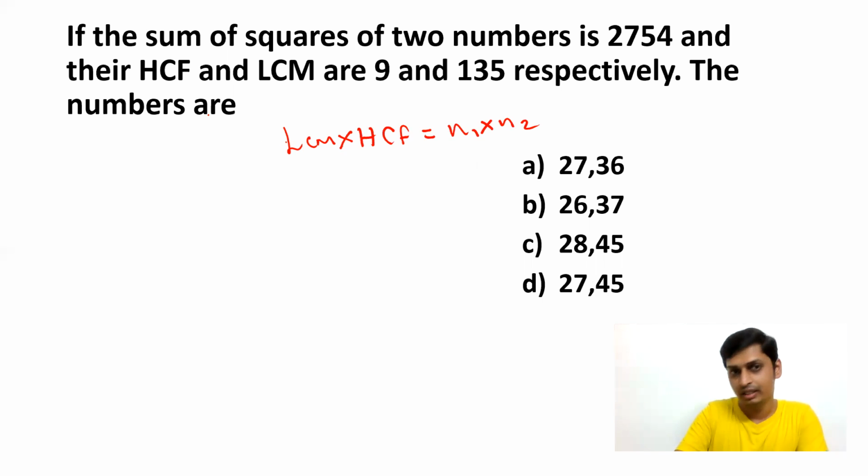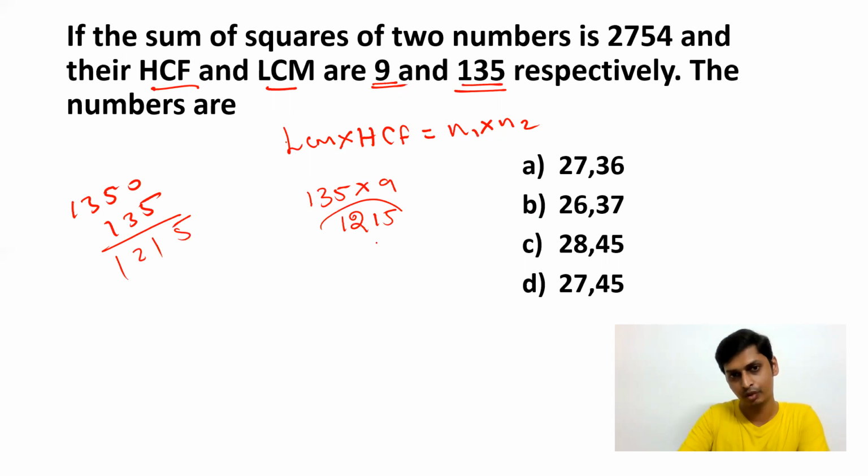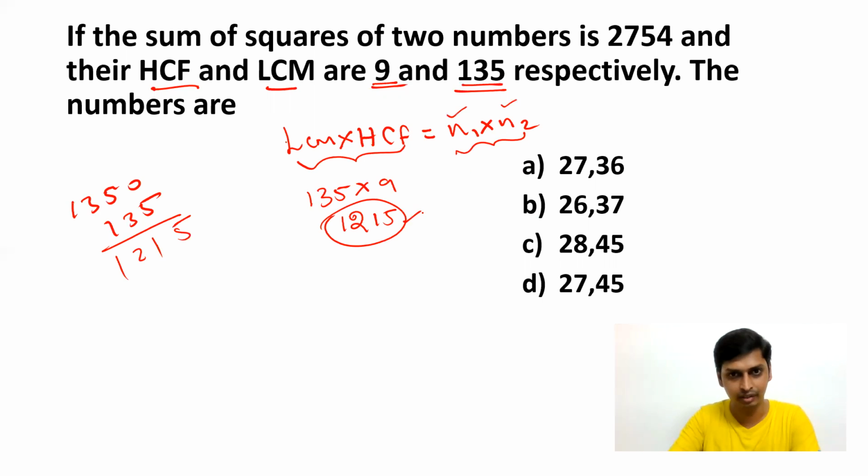Now here you have the HCF and LCM of two numbers, that is 9 and 135. So what is 9 into 135? 135 into 9, you get 1350 minus 135, which is 1215. So 1215 is the product of LCM and HCF. This will be equivalent to the product of these two numbers also. When you multiply these two numbers, you will get the same product.